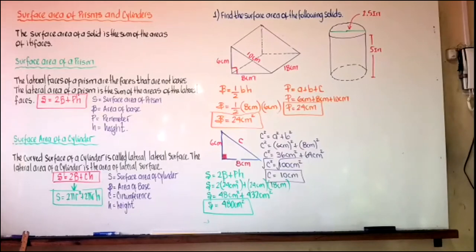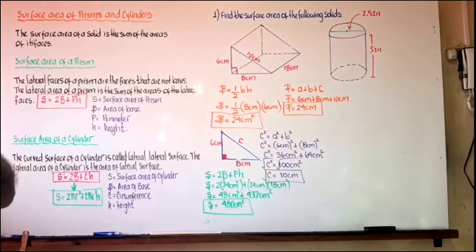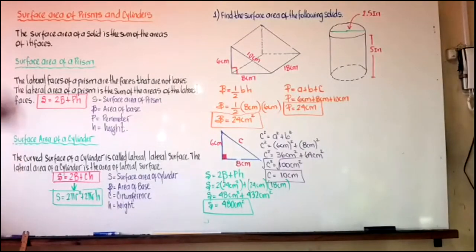Mister, I have a question, but it's not about the problem. It's from another part, where it says surface area of a cylinder. It says it's called lateral surface. Is it really called lateral surface, or did you just write it twice? Okay, yeah, I wrote that twice. The curved surface is called lateral surface. I just wrote that twice. Sorry, my mistake. It's lateral surface.